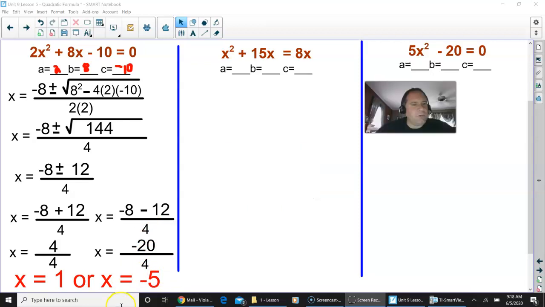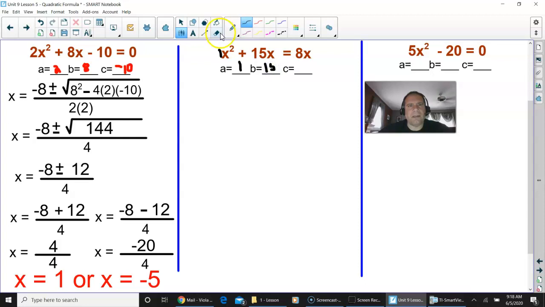All right, I'll do this one with you, and I'm just going to write it down. Okay, so the A is definitely 1, because that's the 1 right there. That's the A. The B is 15. Oh, wait a minute. Let me stop. Is this in standard form? No, it's not. So I'm going to have to do something first to get that in standard form, and then pick the A, B, and C. See, I was rushing right here, and that wasn't correct.